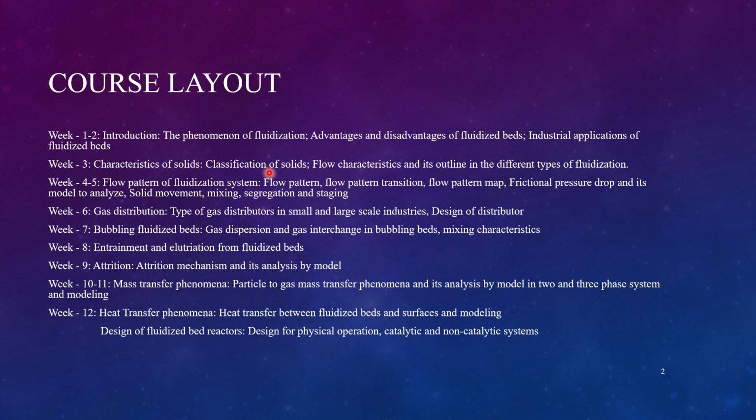Followed by that, we have seen the flow pattern inside the fluidization system. For example, the flow pattern transition, flow pattern map, frictional pressure drop and its model to analyze, and how solids move, and the mixing and segregation that happens within the fluidized bed. Then in week 6 we saw the gas distribution system: perforated plate or porous plate distributor, nozzle type, Stewart type distributor. We have seen various gas distributor types in the fluidized bed and the design for them.